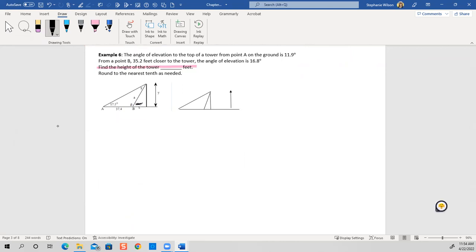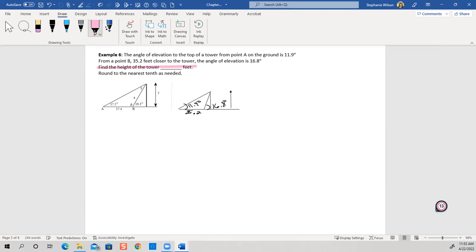This angle here is 16.8 degrees, and this angle here is going to be 11.9 degrees, and this side is 35.2. It's not an angle, this side is 35.2. All right, and if it's easier and not as messy, you can draw it over here on this other one. So we can write, this is 35.2. This angle here is 16.8 degrees, and this one's 11.9 degrees.